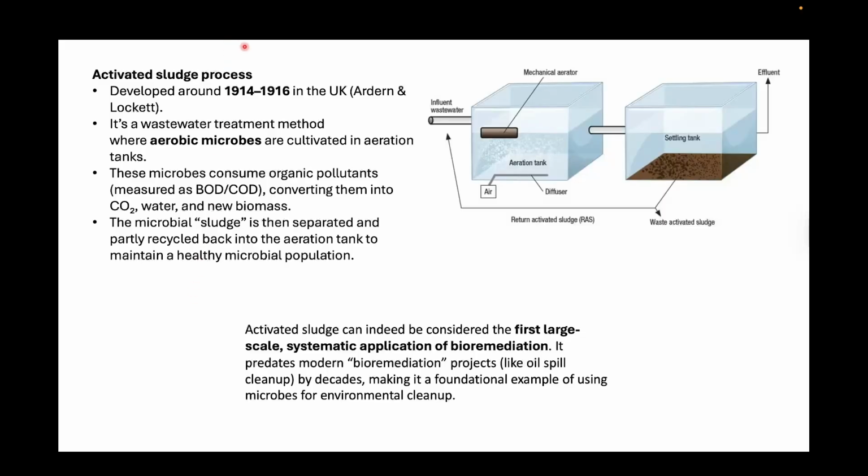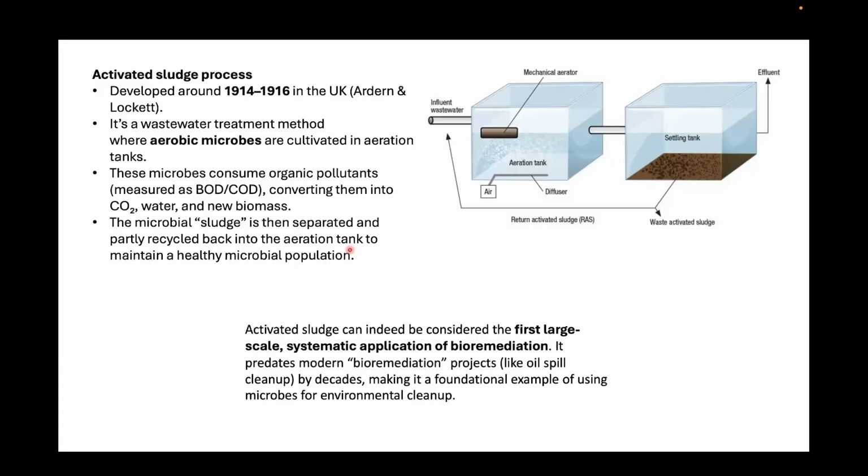Now if you remember, wastewater treatment is carried out by the activated sludge process, which was developed around 1914 to 1916 in the UK. It's a wastewater treatment method where aerobic microbes are cultivated in an aeration tank. These microbes consume organic pollutants, converting them into CO2, water, and new biomass. The microbial sludge is then separated and partly recycled back into the aeration tank to maintain a healthy microbial population.